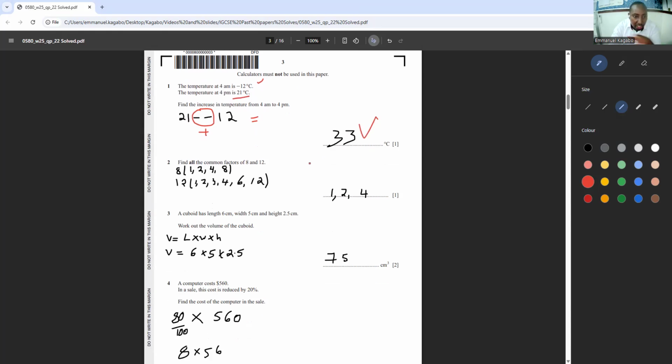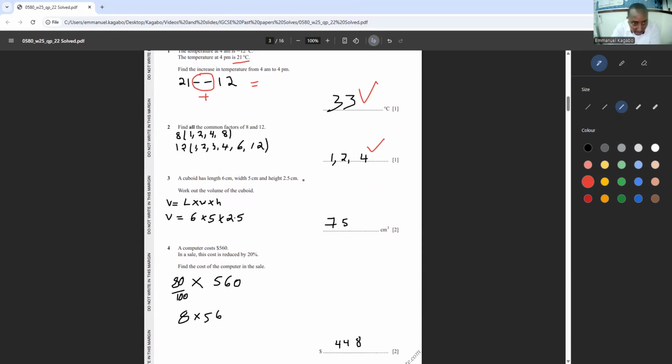Okay, very good. Question 2. Find all the common factors of 8 and 12. This is very easy to do, but I decided to show the working. I listed all the factors of 8, which are 1, 2, 4, 8. And I listed the factors of 12, which are 1, 2, 3, 4, 6, 12. Now, which ones are the common factors? It's going to be 2, 4, and 6. Two free marks already given. Very easy if you are ready for your exam.